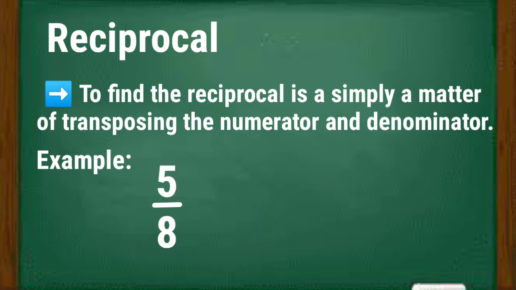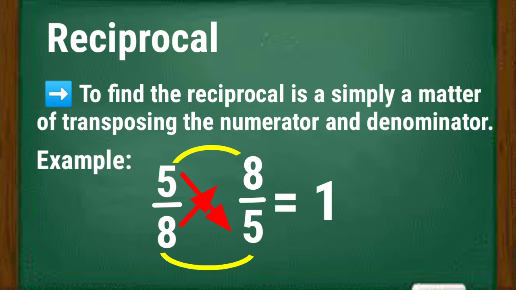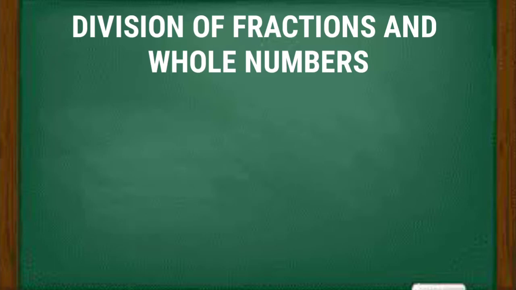Another example, 5/8. The reciprocal of 5/8 is 8 over 5. You just simply interchange the numerator and the denominator, and that is what we call the reciprocal. So please take note of this, and I hope that you understand the reciprocal before proceeding to division of fractions. So let's go. Let's start dividing.